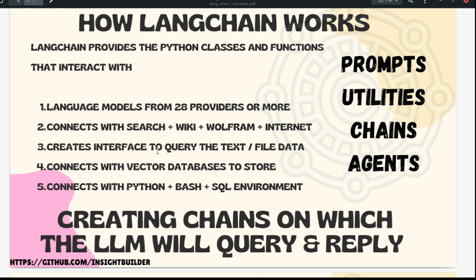But in fact, it's not just one language model, guys. There are more than 28 providers of large language models at this current moment, like the one that has been provided by OpenAI. The OpenAI or ChatGPT large language model is only one such model which got more prominent, but there are many other models that you can interact with using Langchain. And you can connect with search, as I showed you. You can connect with Wikipedia, Wolfram Alpha, and the internet also.